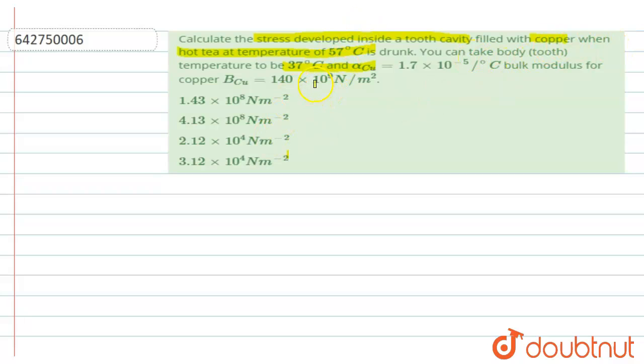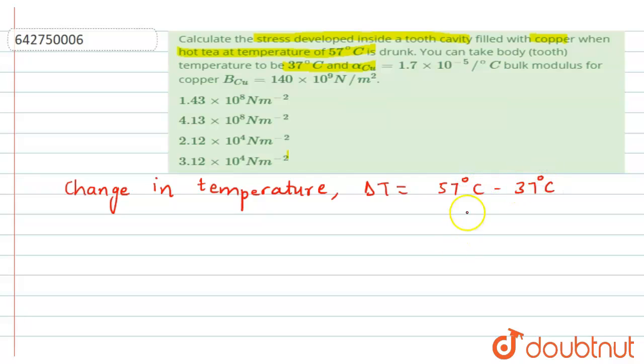So let's first find the stress. There are two temperatures: the body temperature is different. When a person drinks hot tea, the temperature changes, so we can write the change in temperature, that is final minus initial, and represent it with delta T. So delta T equals 57 degrees Celsius minus 37 degrees Celsius, which equals 20 degrees Celsius.